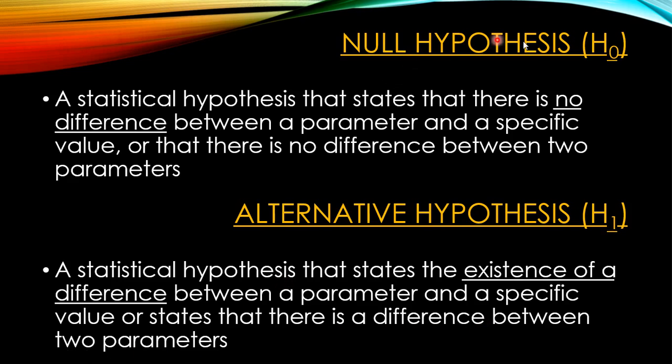Kung sinasabi ng null hypothesis na walang kaibahan ang parameters, specific value, o ang isang grupo sa isa pang grupo, ang sinasabi naman ng alternative hypothesis yung kabaligtaran nito, na merong kaibahan ang population mean sa sample mean, or merong kaibahan ang isang grupo sa isa pang grupo. So, yun yung kaibahan ng null hypothesis sa alternative hypothesis.